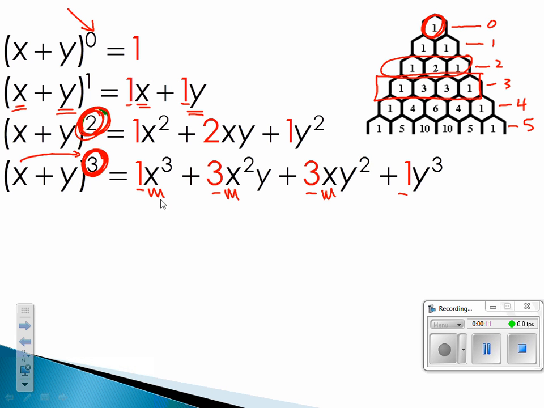Okay, so we counted down. We had x3, x2, x1, ran out of x's. But then we bring it on back. I got y3, y2, y1. Now I ran out of y's.